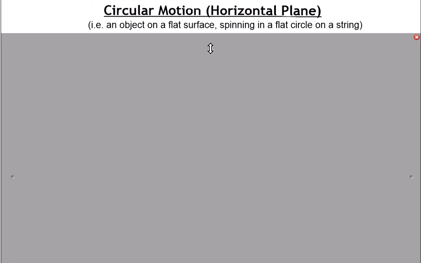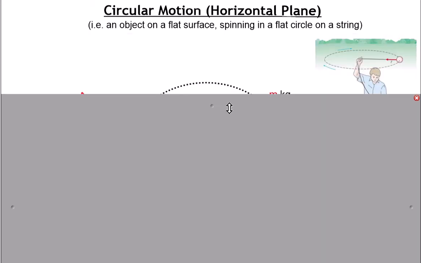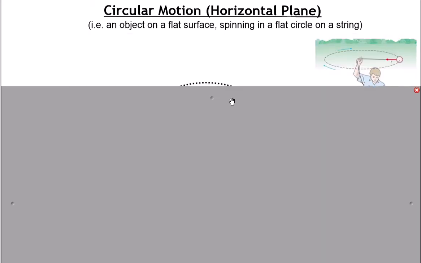Okay, probably easier if I showed a diagram. So look like that little man there. Look, the actual circle is parallel to the floor. It's horizontal. The ball's height is not changing. It's just going round and round in a flat circle. Now it could be on a string like he's doing there, or it could be on a tabletop. It could be a car going round a bend, on a flat bit of road. Anything like that. So we start with the horizontal plane.